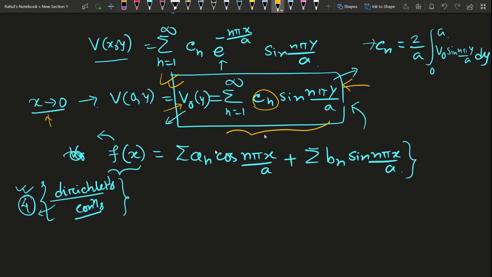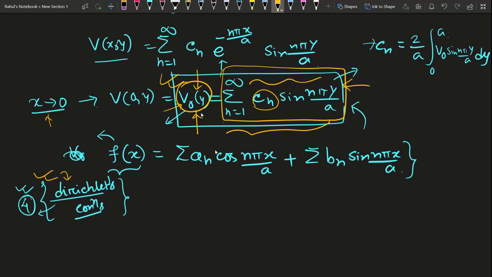Now it becomes a series, and with a Fourier series we can express any function, like here v naught of y at x tends to 0. This should become v naught of y, this expression, right? But now this is a Fourier series. As this is a Fourier series, we can express any function which obeys the Dirichlet's conditions. We are assuming that v naught of y obeys the Dirichlet's conditions.